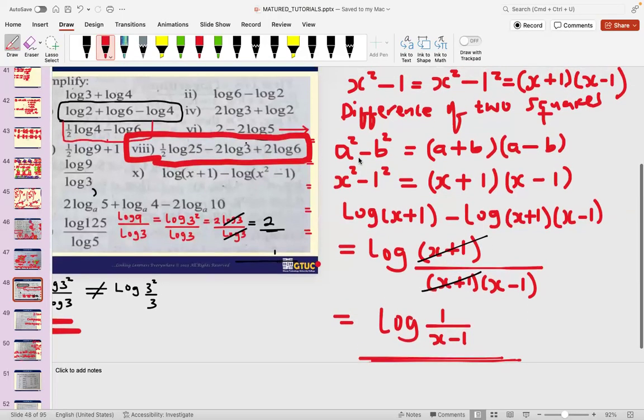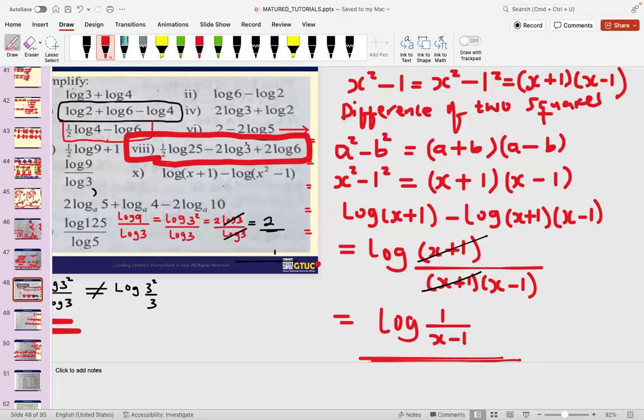Any question about this long solution before I go to the next question? This is how you can solve it. You can use the difference of two squares to break them down so that some things can cancel out. And then this long expression has been reduced to this short expression as log 1 over x minus 1. Any question? Okay, so I presume you are okay with that solution.